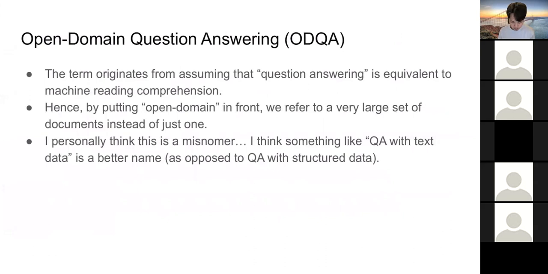And there's this term called open domain question answering. This term originates from assuming that question answering is equivalent to machine reading comprehension, which is, given a text, you answer questions. By putting open domain, basically we're referring to a very large set of documents instead of just one. But I personally think this is kind of a misnomer, because question answering by default should be open domain. It's kind of weird to say question answering only on a document is the default. So I think question answering with text data is probably a better name, as opposed to, of course, KGQA, which is with structured data instead of text data. A minor point, but it could be helpful when you're reading papers.